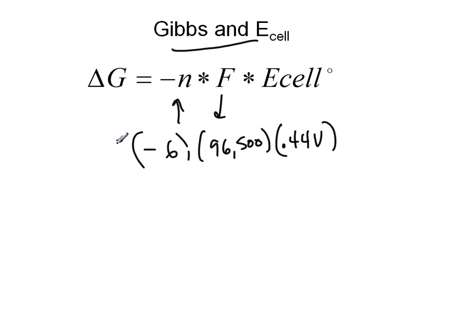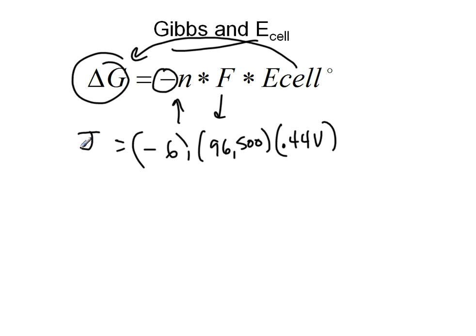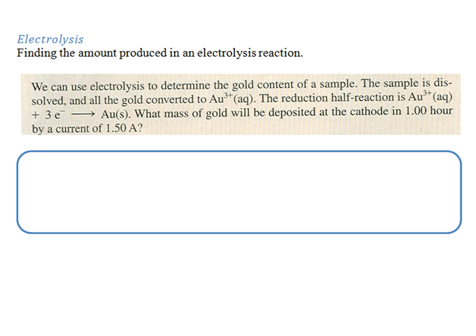So I can go from E cell to delta G. My E cell's positive, so I know my delta G is going to be negative because of that. When I multiply it all the way through, I'm going to get delta G in joules. I could divide by 1,000 to kick it into kilojoules. That's easy enough. Electrolysis. When we do electrolysis, you're adding an outside power source.